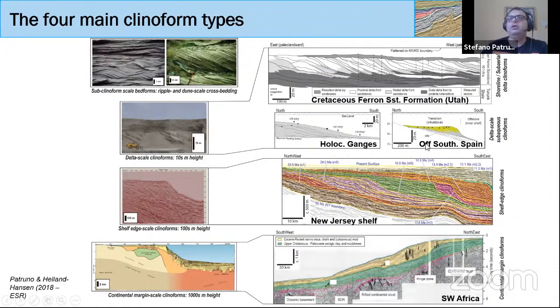Then we have the shelf edge scale clinoforms with heights of hundreds of meters. You can see the scale bar there. And this is an example from seismic. This is an example from the New Jersey shelf, which is very well known thanks to some seminal publications, particularly by Professor Steckler. Then we have the biggest of them all, which are clinoforms that are associated with the COB, the continent ocean boundary, thousands of meters of height. You can see here the bar 2 kilometers, here bar 1 kilometer. This is from Southwest Africa. You can see here the SDRs, the seaward dipping reflections that hallmark the transition from continental crust to oceanic basement.